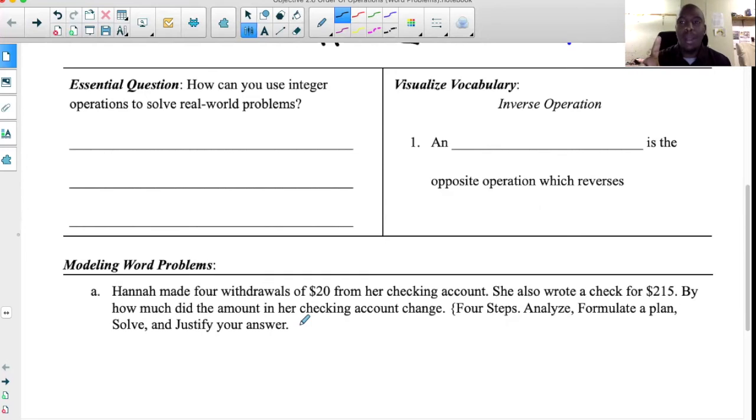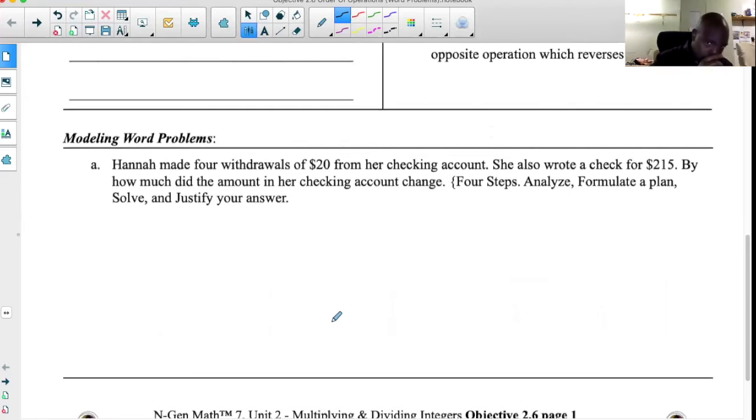None of that stuff. But I believe being able to read a word problem, discern what it's asking you, and calculate the actual answer is a part of your problem solving skills that's necessary in life. Let's look at the modeling word problems, please. Hannah made 4 withdrawals of $20 from her checking account. She also wrote a check for $215, and they want to know by how much the amount in her checking account changed.